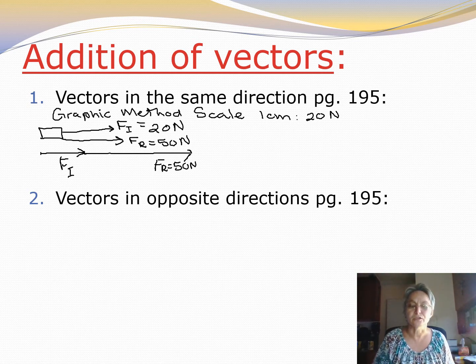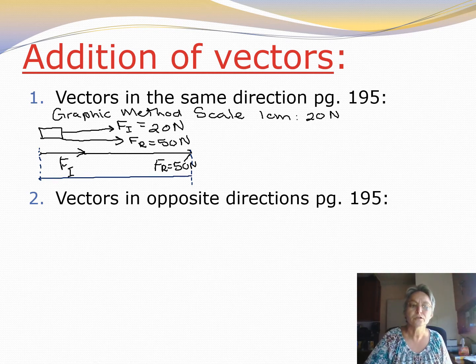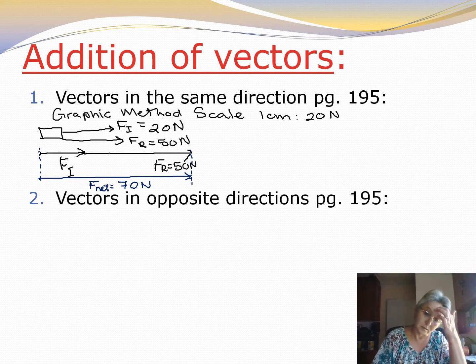Now, to get the resultant of the two forces, we need to start at the tail of the first force and end at the head of the second force. So you do that, and if you measure this line, it will be 3.5 centimeters, and that represents 70 newtons. So F net is 70 newtons.